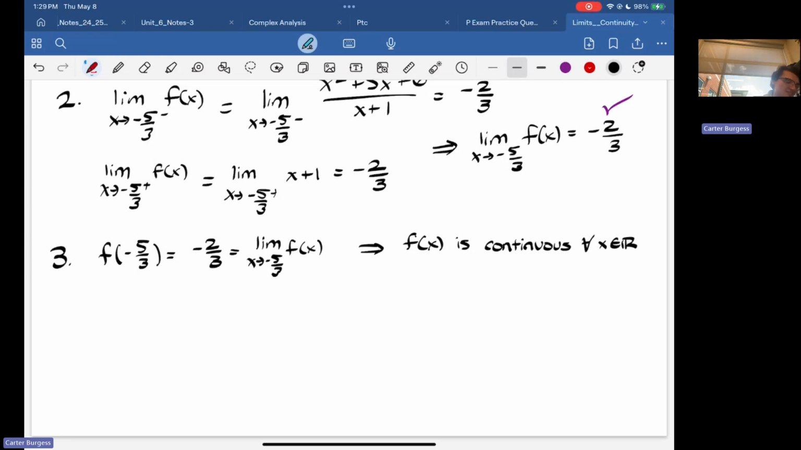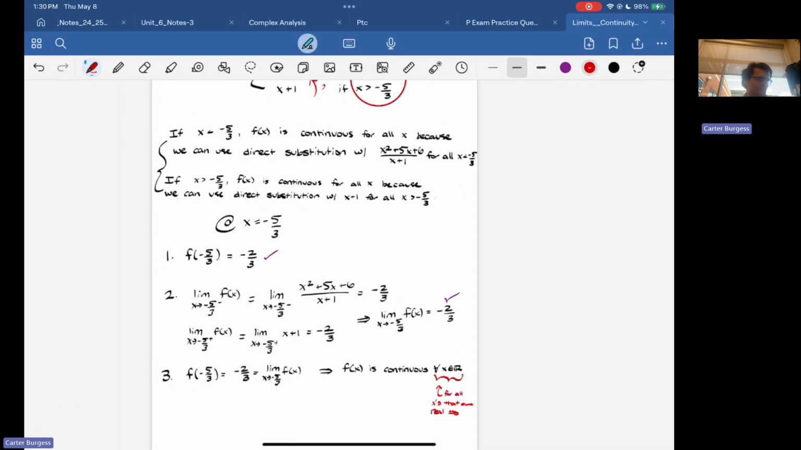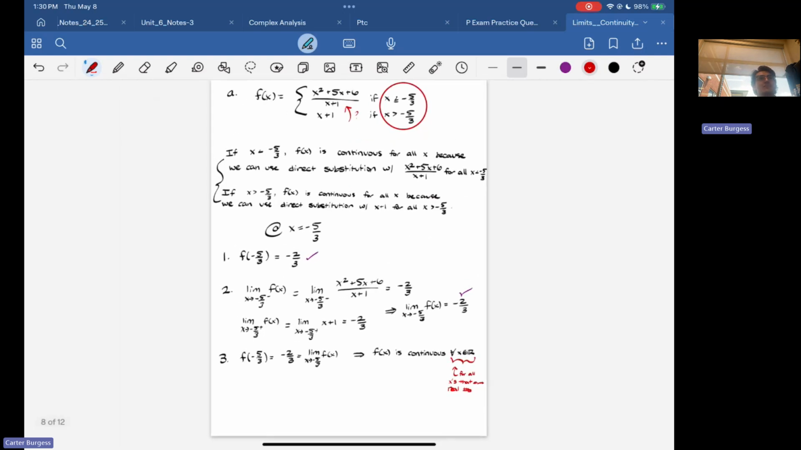If we wanted to translate this literally, this is saying for all x's that are real numbers. All real numbers, AKA everywhere. So that's what your answer would look like.